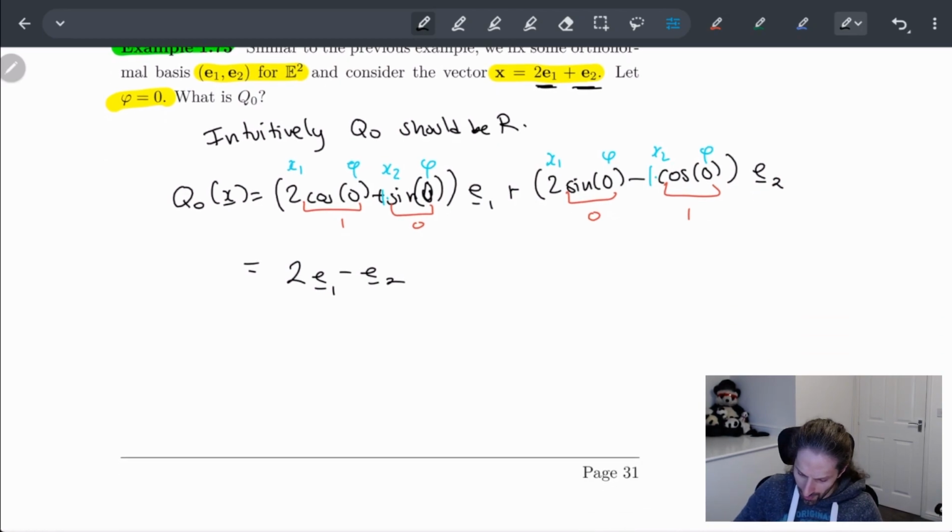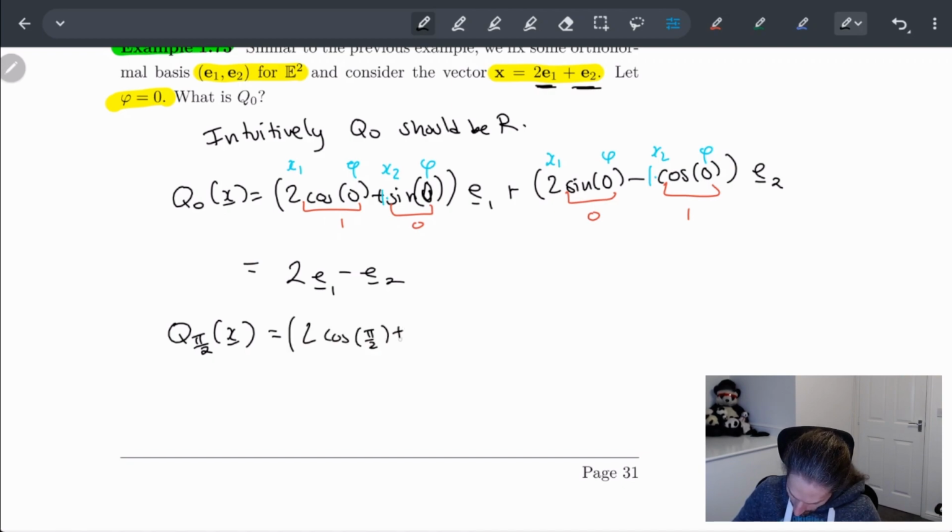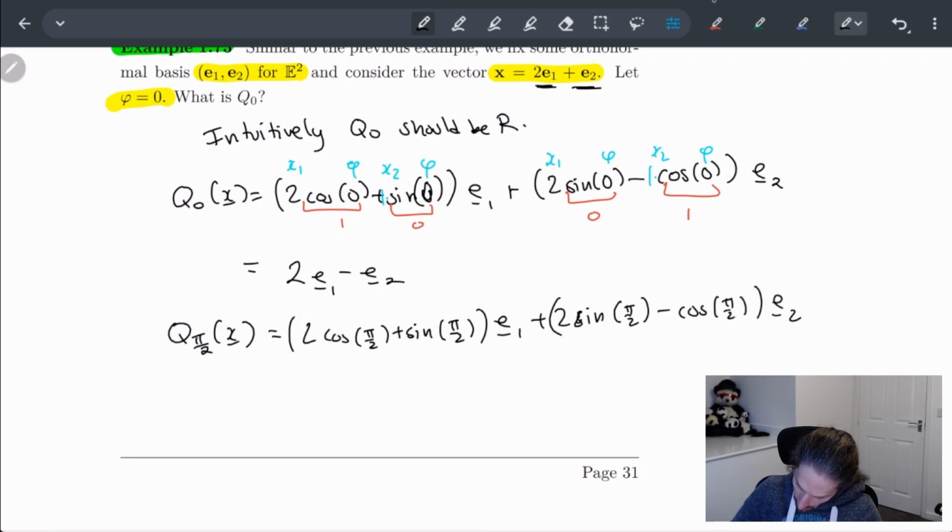So let's look at something a little more complicated. Let's look at Q of pi over 2 of the same thing. So this is going to be the same, except I'm changing all the zeros for pi over 2 instead. I have 2 cosine of pi over 2 plus sine of pi over 2, E1, plus 2 sine pi over 2 minus cosine of pi over 2, of E2. So let's remember cosine of pi over 2 is 0. This is 1, this is 1, and this is 0. And so what I have is E1 plus 2E2.